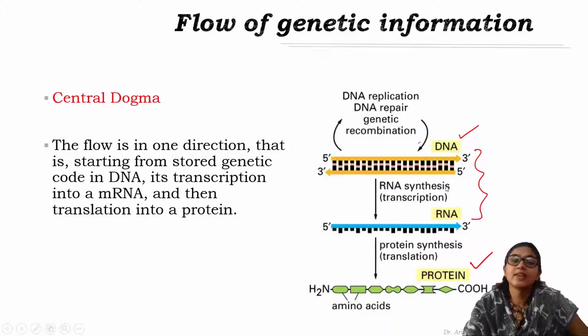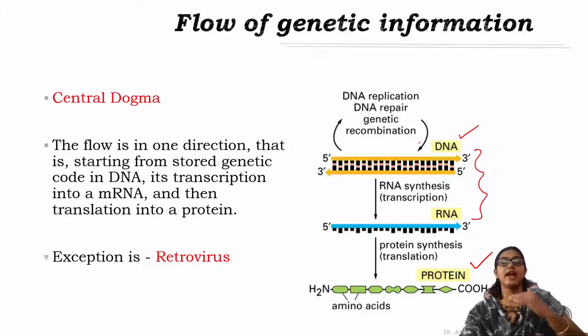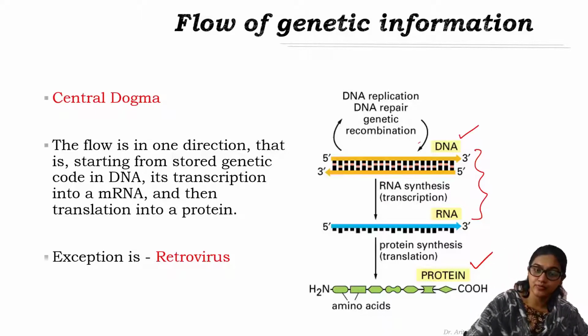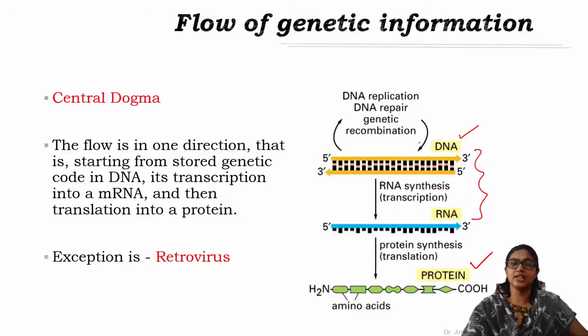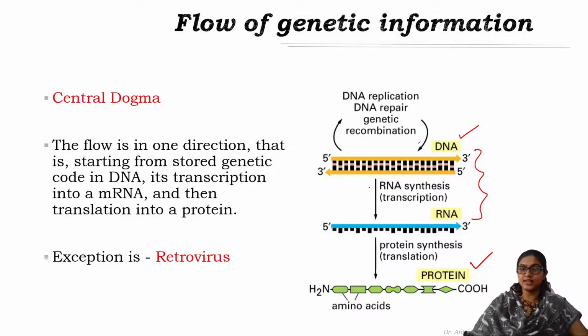And obviously, you must know the exception to the central dogma, which is present in retrovirus. In case of retrovirus, the genetic information can flow backward from RNA to DNA. This is the exception to the central dogma. So, we will be discussing these mechanisms.